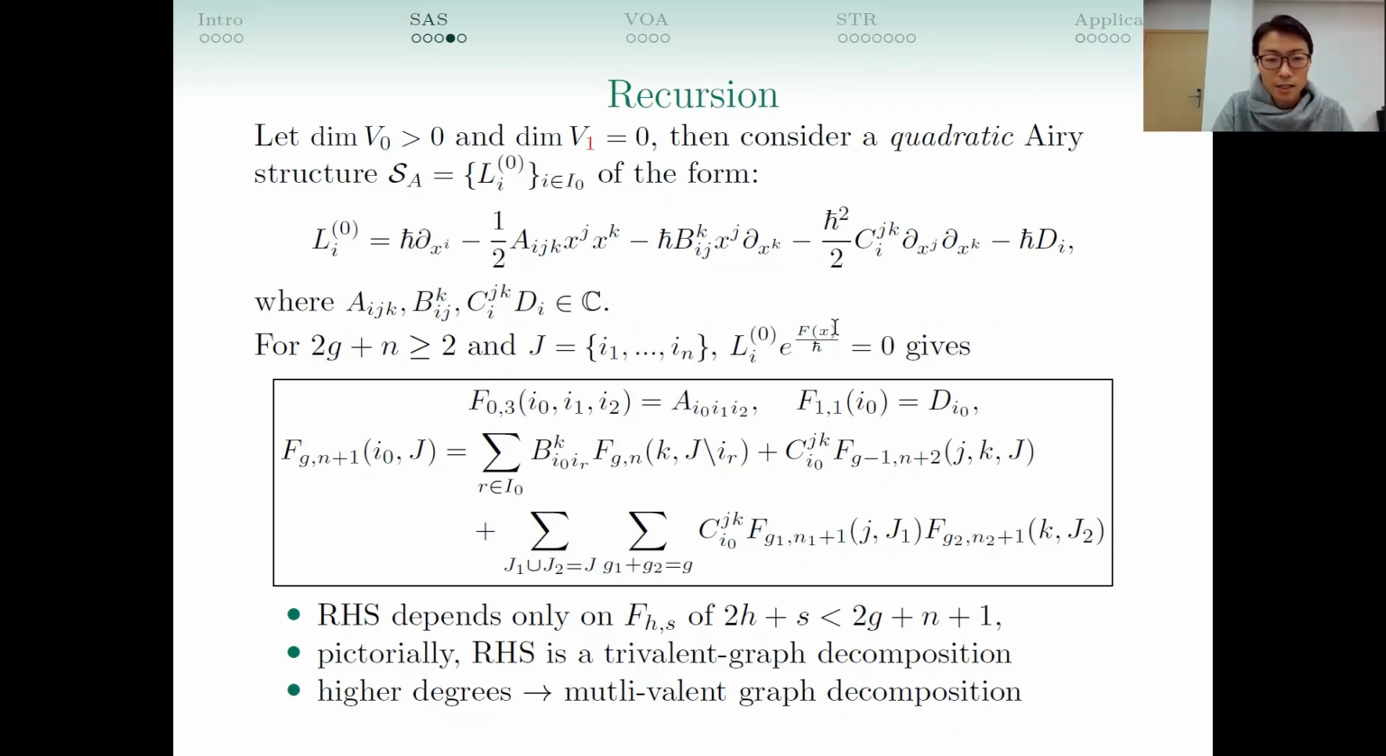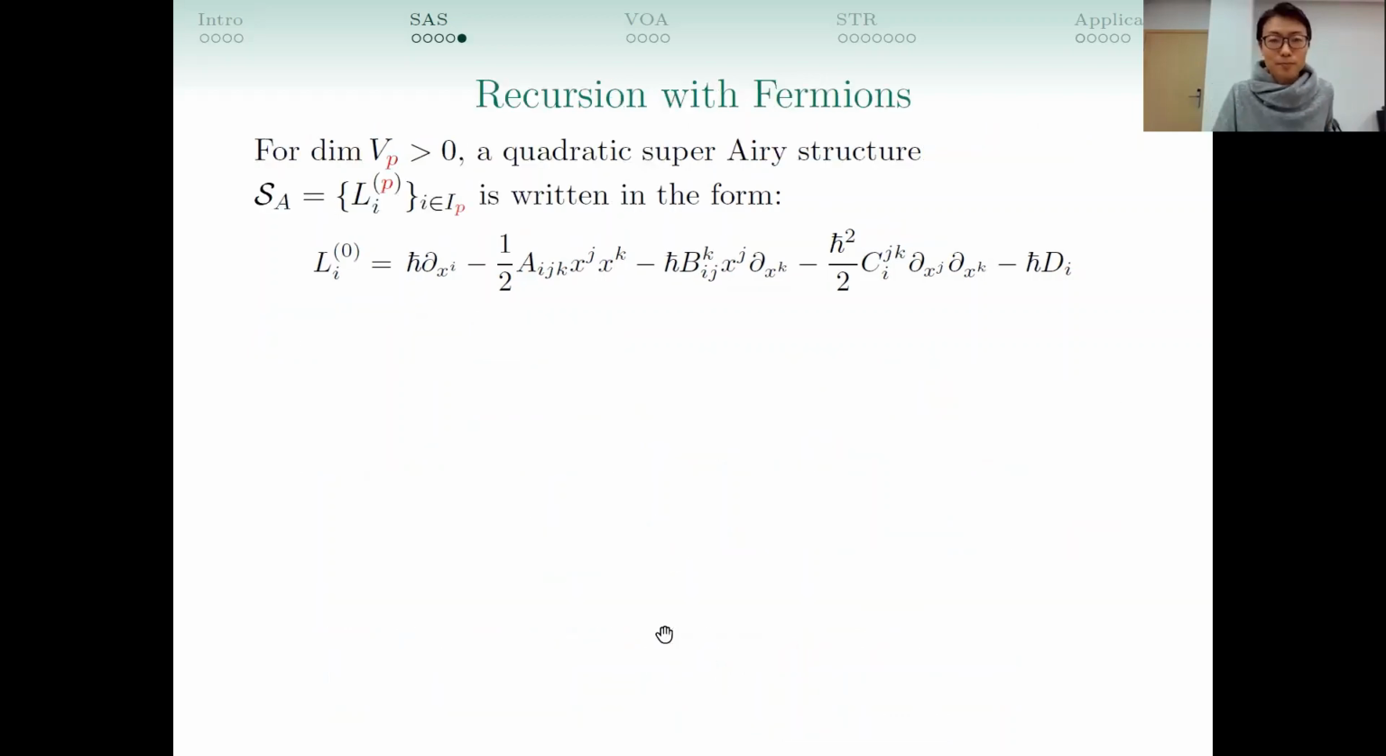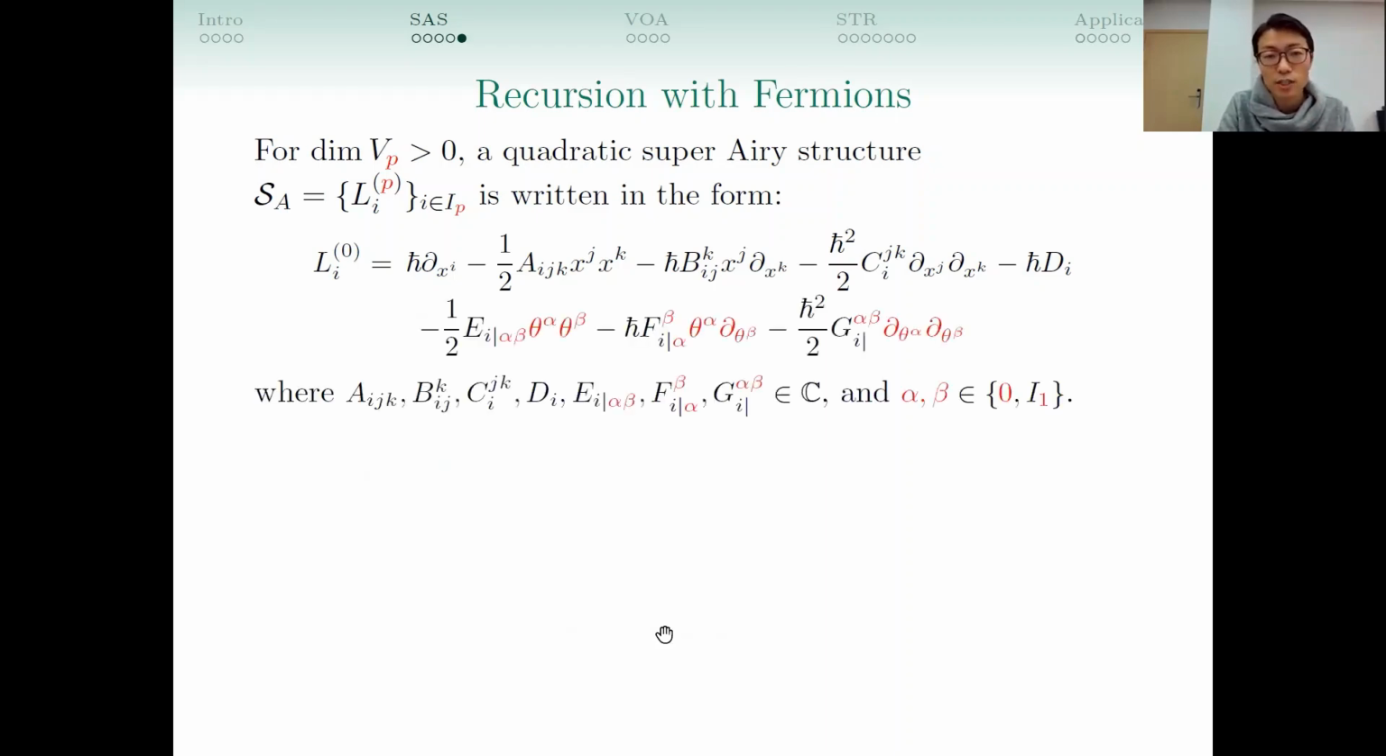Good? All right, and then, just as a comment, if you think of higher order Airy structures, it's not going to be trivalent graph decomposition anymore, but it's going to be multivalent graph decomposition. All right, so now let's turn on fermionic dependence. So when you turn on the dimension of fermionic dependence, your bosonic differential operators can have an even number of fermionic dependencies as well. So even if you stick to quadratic superstructure, you have to add, in addition to A, B, C, D, E, F, G, which control the product of fermionic dependence.